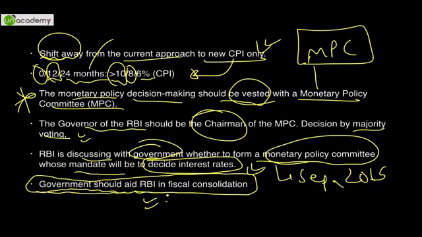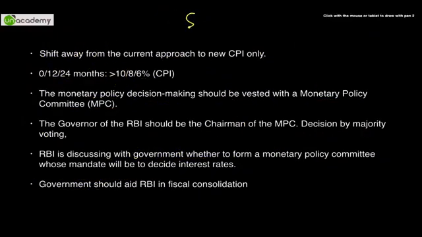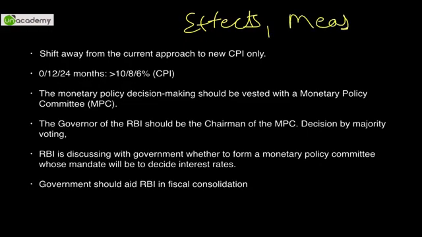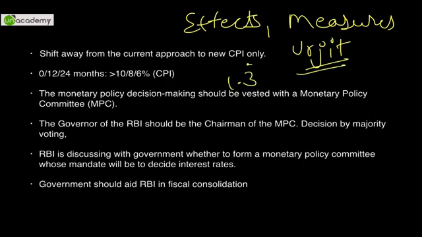So this was something about inflation 1.2, where we dealt with types of inflation. We also dealt with the effects of inflation, and then finally what the measures are, and what the Urjit committee recommendation was. So do watch out for 1.3 regarding inflation.